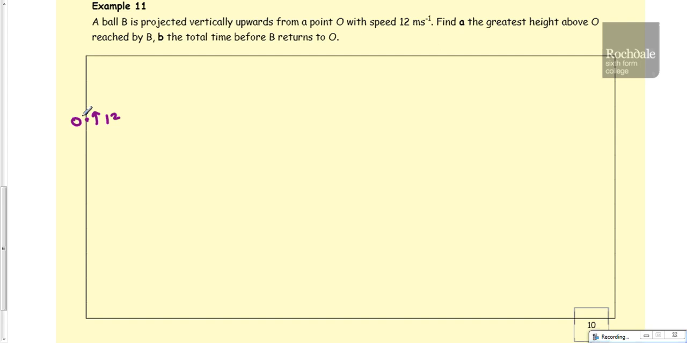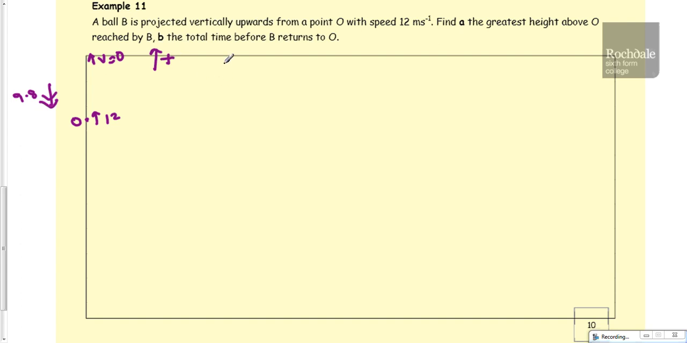So if you imagine throwing a ball up into the air, eventually it will come to instantaneous rest and then it will start to fall back down towards the ground. Now, we've got to be a little bit careful with direction here because the ball is being projected upwards, but as we know, acceleration due to gravity will be acting downwards. So you've got to make a decision about which way you're taking as positive. I tend to take upwards as positive when I'm doing a question like this.